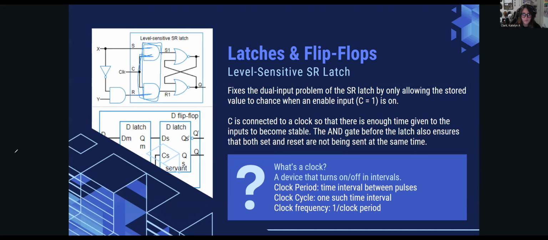So what's a clock? Because you may not know what a clock is, and that's okay. A clock is just, in Logisim, a little box that has a little backwards S on it, and it's going to go off and on at regular time intervals. So the clock's period is how long it takes in between pulses. A cycle is one of those intervals, and a frequency is calculated by 1 over the period of that clock.